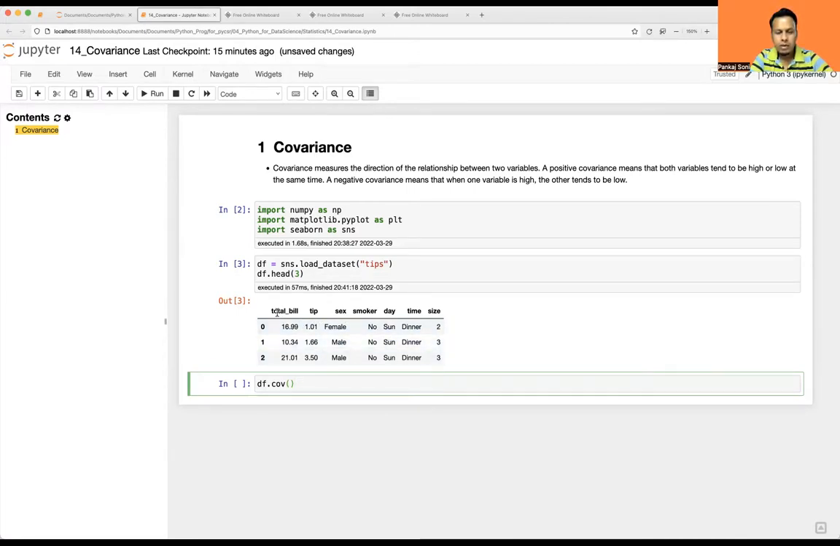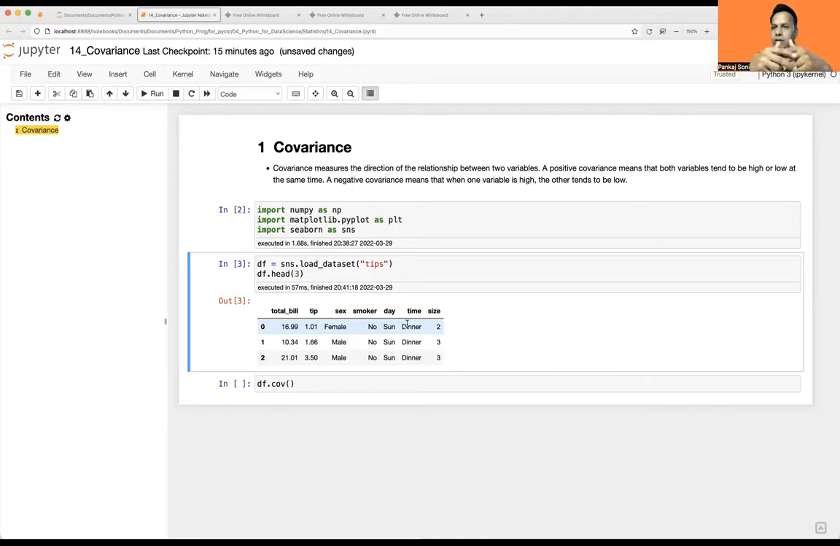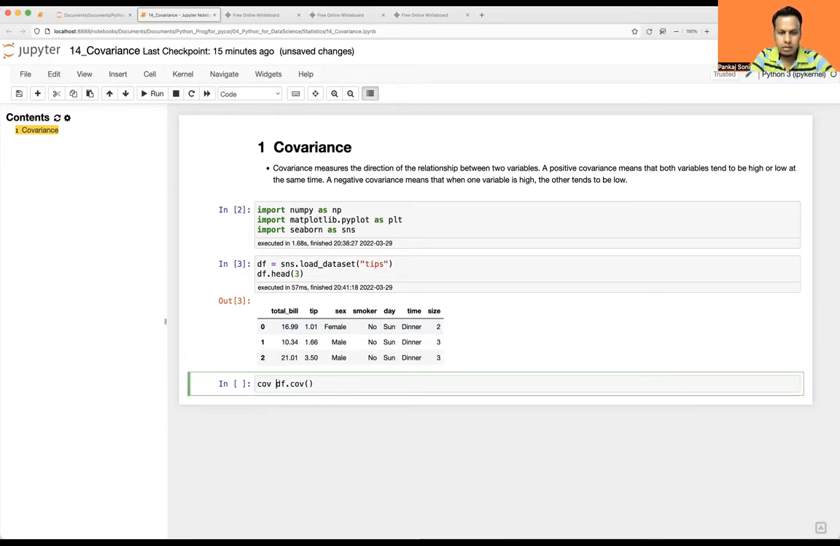So let's say you have numerical values tip and total bill. So total bill versus tip, total bill versus size. Similarly, tip versus total bill, tip versus size. Okay, so it will calculate between all the numerical values, all the combinations. So let's see what your covariance looks like.